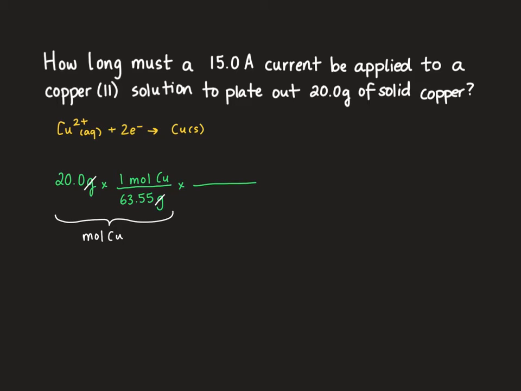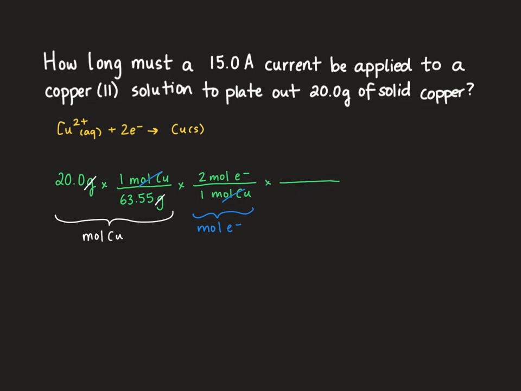and these grams cancel. Next up, we're going to turn moles of copper into moles of electrons. That allows us to access that charge component, which will get us to time. So we know that for 1 mole of copper that we produce, we're going to use 2 moles of electrons. That's going to cancel our moles of copper, and we now have moles of electrons in our stoichiometric problem.